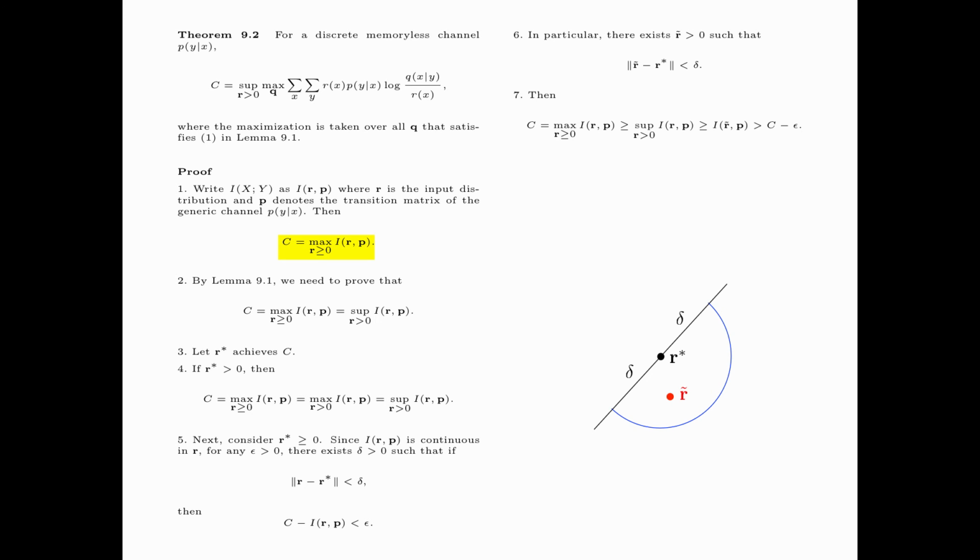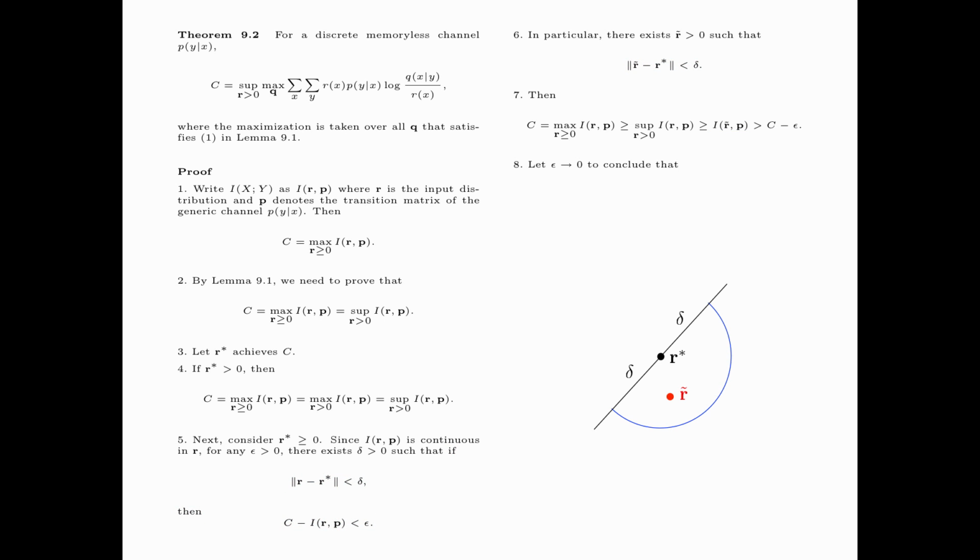Following the definition of C, we have C equals the maximum of I(R,P) over all input distributions R, which is greater than or equal to the supremum of I(R,P) over all strictly positive R. Since R tilde is strictly positive, this in turn is greater than or equal to I(R tilde, P). As R tilde is within a distance delta from R star, we have C minus I(R tilde, P) is less than epsilon, or I(R tilde, P) is greater than C minus epsilon.